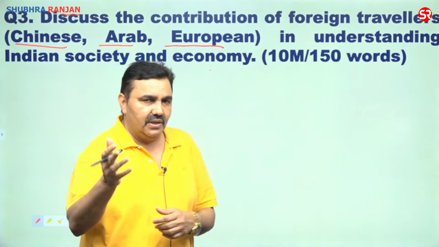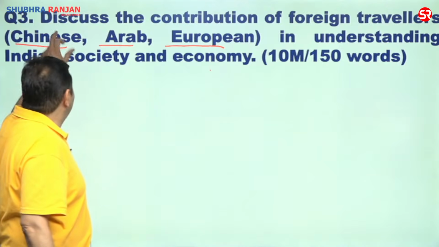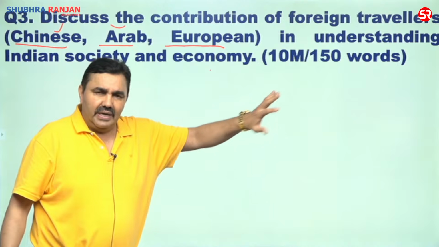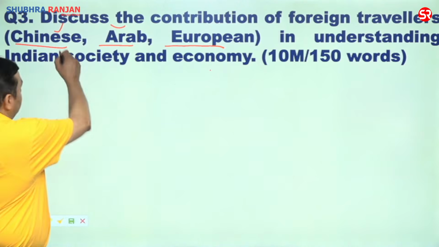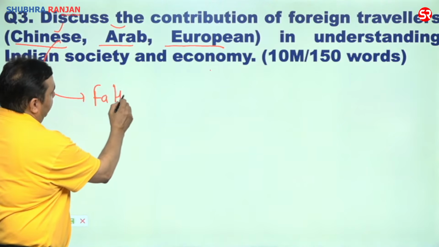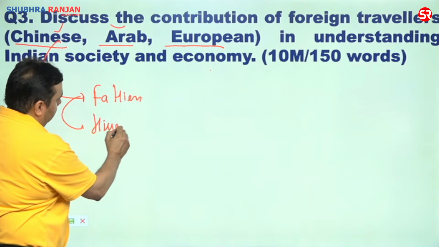Megasthenes came to India during the times of Chandragupta Maurya. But your question is about Chinese, Arabs, and Europeans. So understand the demand. Do not write anything and everything that you have in your mind. Chinese means you have to see Fahian or Faxian, Chinese Wenchang or Xuanzang.